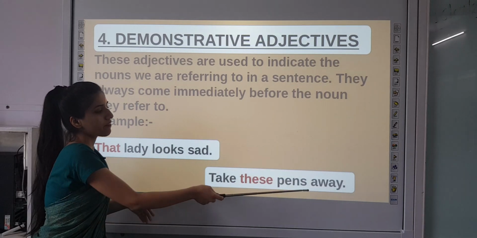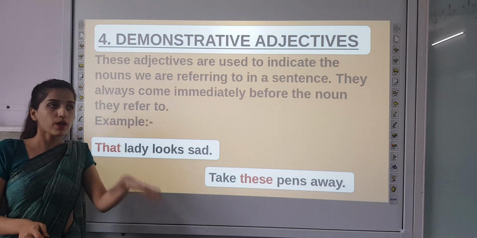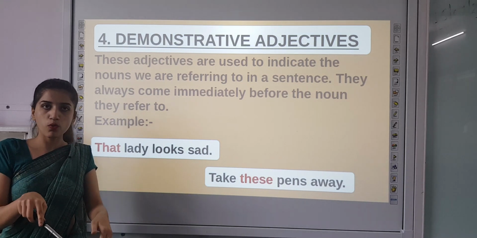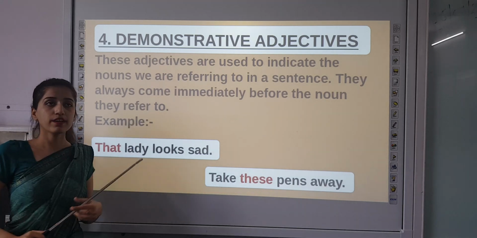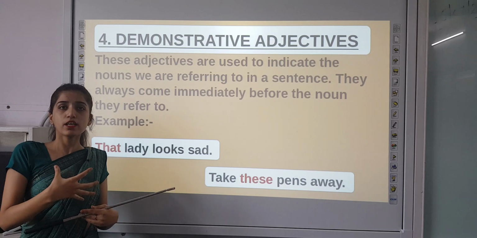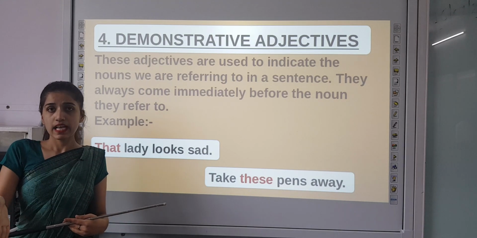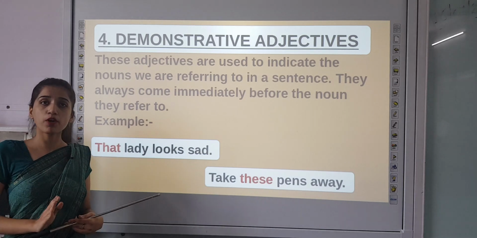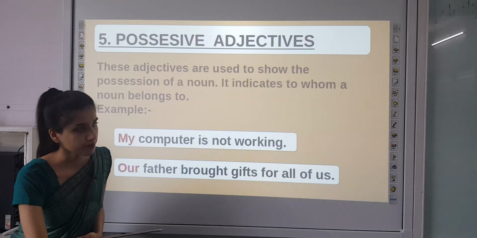Take these pens away. So here also I am talking particularly about the pens which are kept over here. So I am using these as a demonstrative adjective. And remember one thing, if something is near to us and we have to point it out, then we will be using this and these, and if something is very far from us, then we will be using that and those.